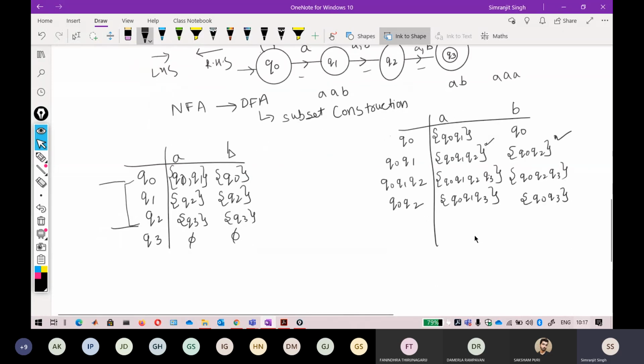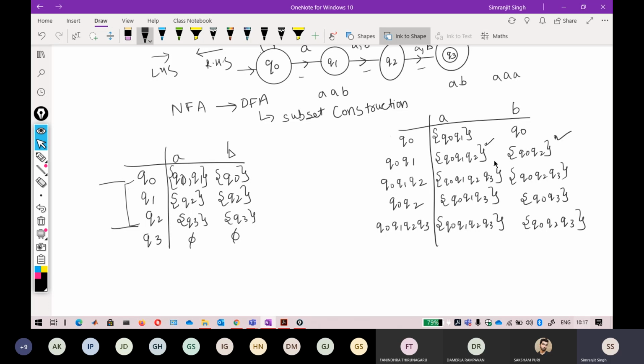Now go for this state, Q0, Q1, Q2, Q3. These are four states, Q0, Q1, Q2, Q3. Combine all of it, and it will again result in the same one, Q0, Q1, Q2, Q3. In the same way, Q0, Q2, Q3. I think I got it. Now this state is completed. Q0, Q2, Q3 is not inside this, so I have to complete this one.